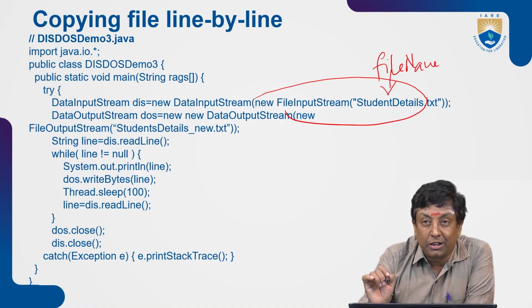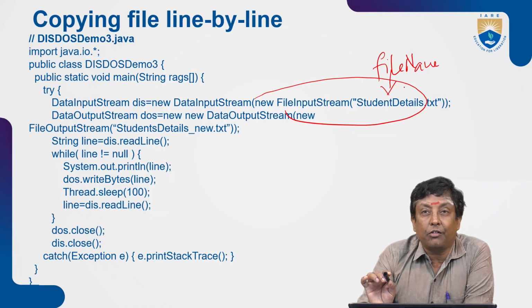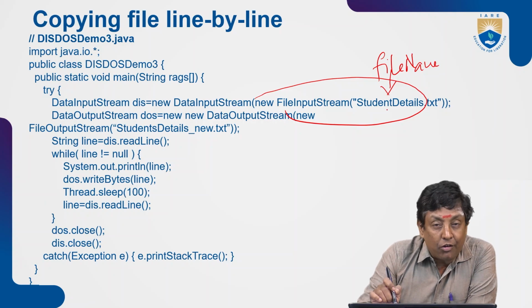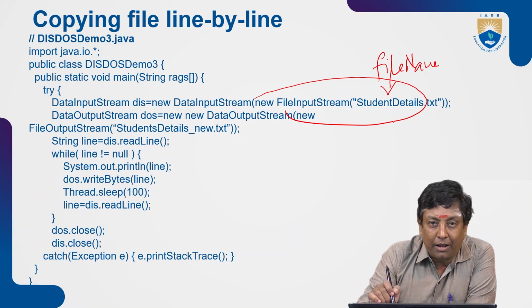The file should already be present in your hard disk. Only then can we give that file name as an argument into the FileInputStream class constructor. Suppose you give a wrong file name, or you give the correct file name, but the file does not exist in the local hard disk.